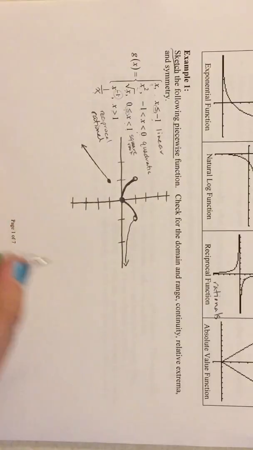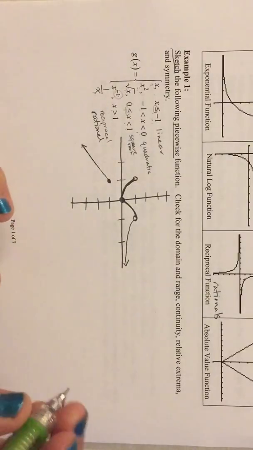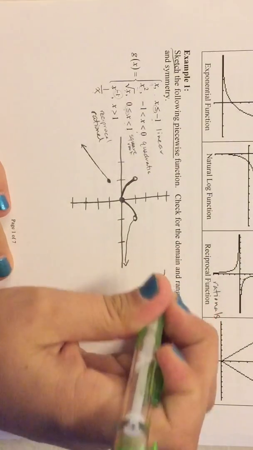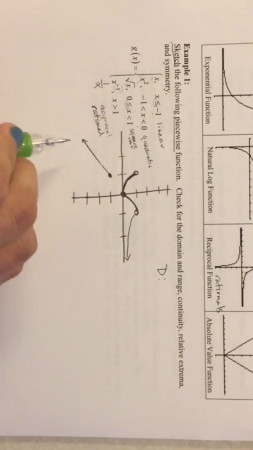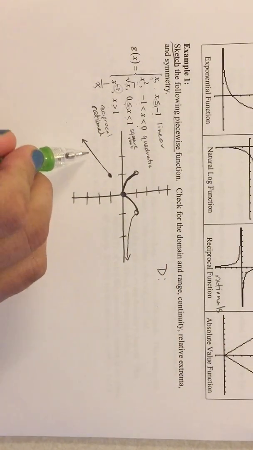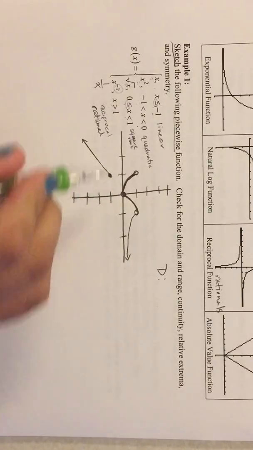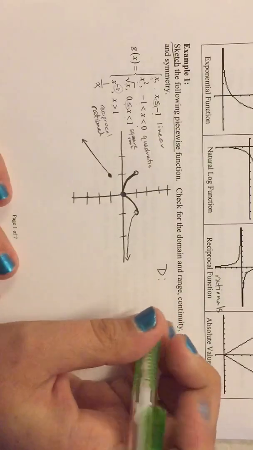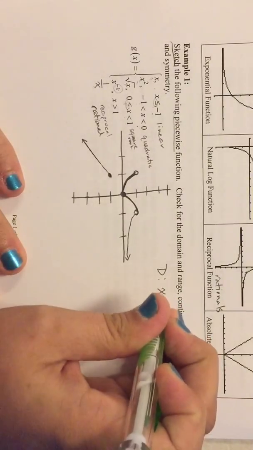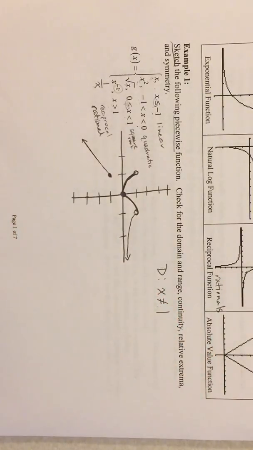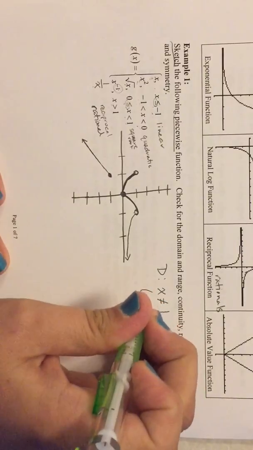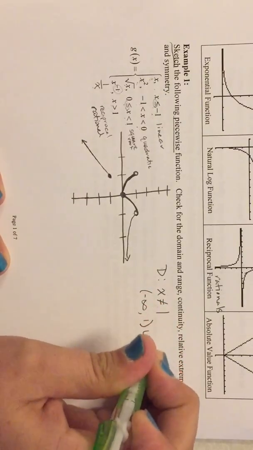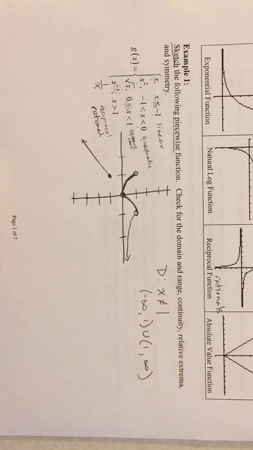So now they want me to check for domain, range, continuity, and relative extrema and symmetry, okay? So let's do them in order. So let's check the domain. So the domain of this function, it exists everywhere over here, it exists right here, it exists here, but it does not exist at 1 because it's an open circle. So I'm going to write that as x cannot equal 1, okay? And remember, again, you could also do this. Either of those two answers would be correct, okay?